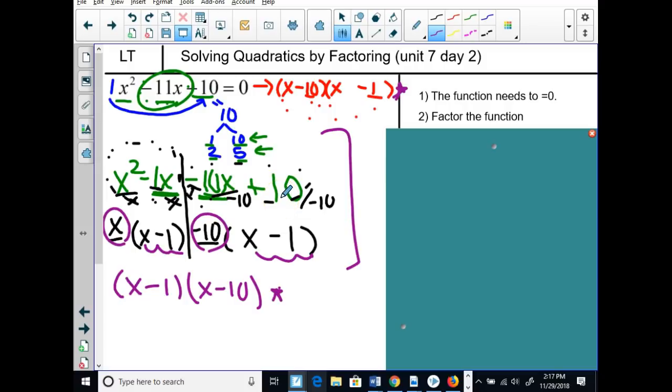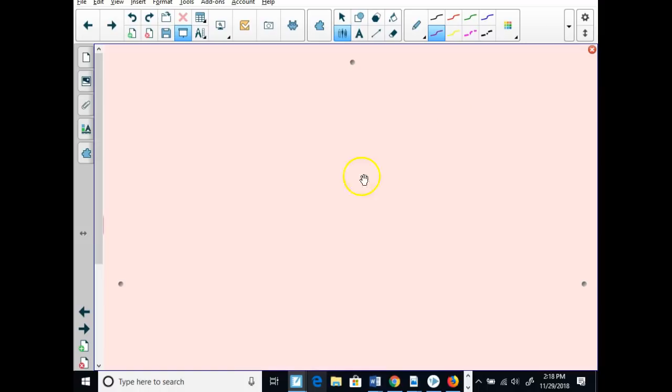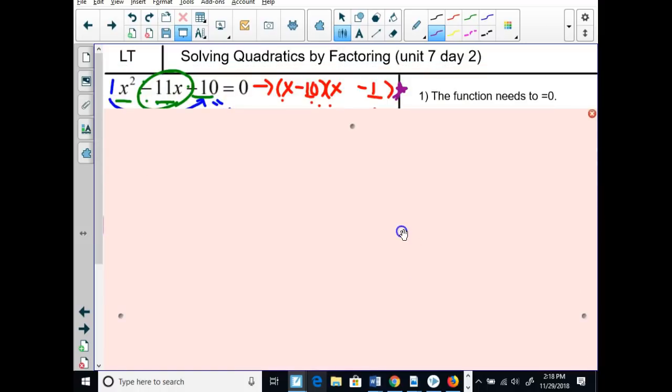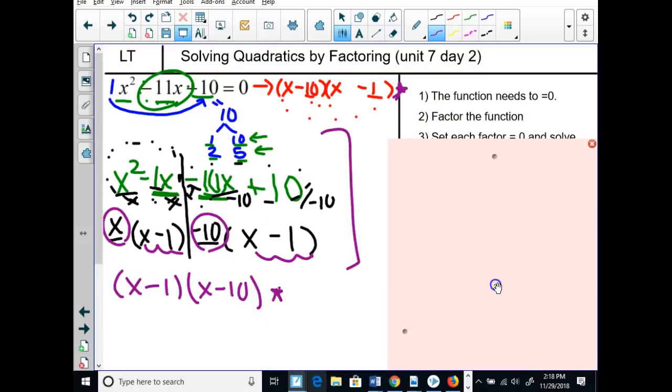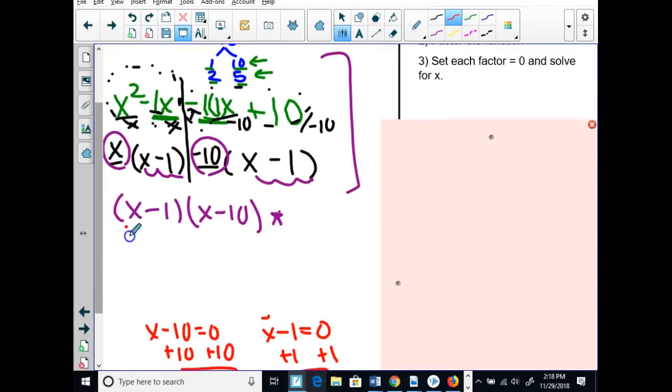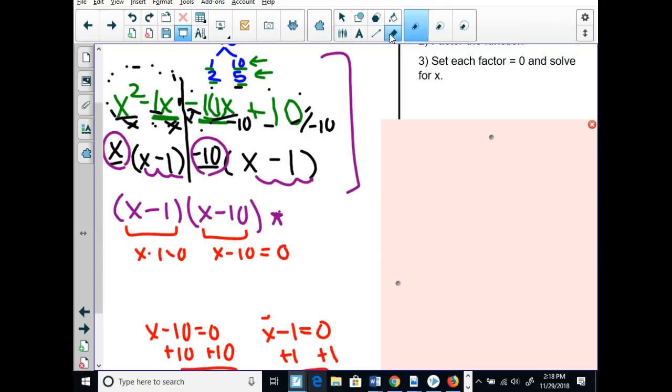Step 2, we have factored the function. Well, we need to solve the quadratics by factoring. So what we need to do is what we did yesterday. We take those factors, we set them equal to 0, and we solve for x. Okay, so I take x minus 1 and x minus 10. x minus 1 is equal to 0, and x minus 10 is equal to 0. I set them equal to 0.